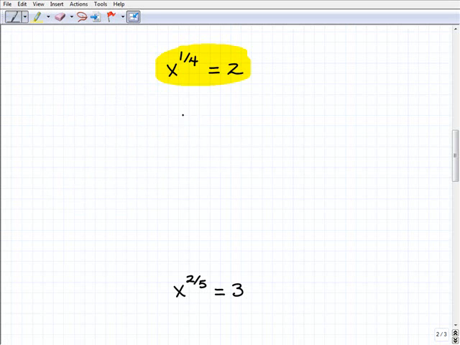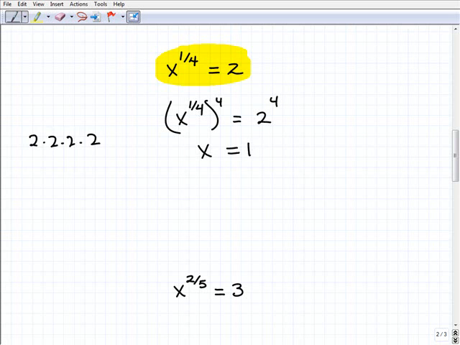So x to the 1/4. I'm going to raise that to the 4th power. But if I raise the left-hand side of the equation to the 4th power, then I have to raise the right-hand side of the equation to the 4th power. So here I'll get x, since 4 times 1/4 is 1. X to the first, or simply x. And 2 to the 4th is 2 times 2 times 2 times 2, which is 16.